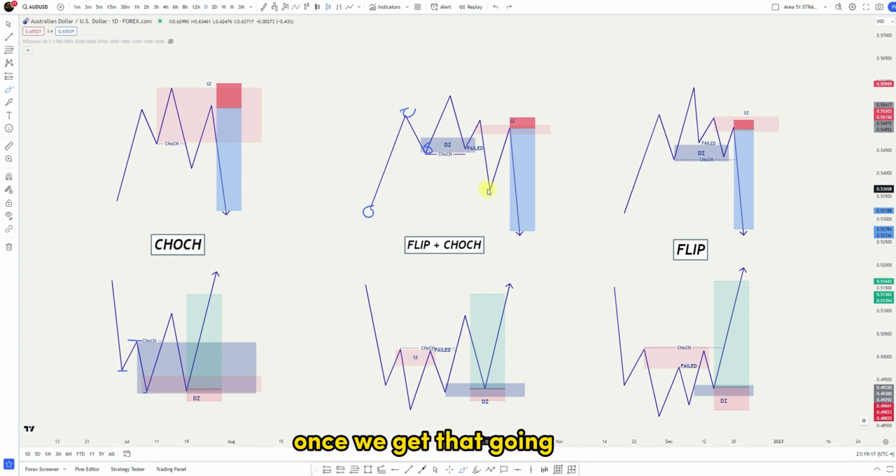Once we get that going, you're going to go to the lower time frame, and then you're going to wait for the price to go back to the area of supply zone and then sell from here.